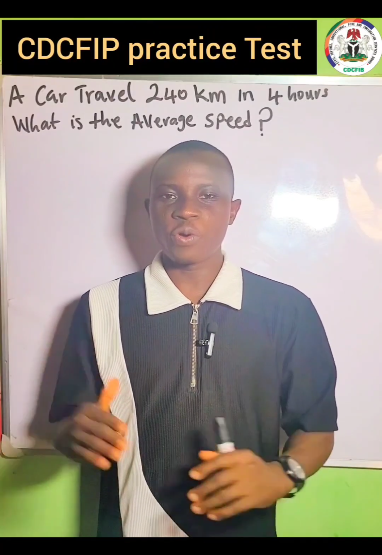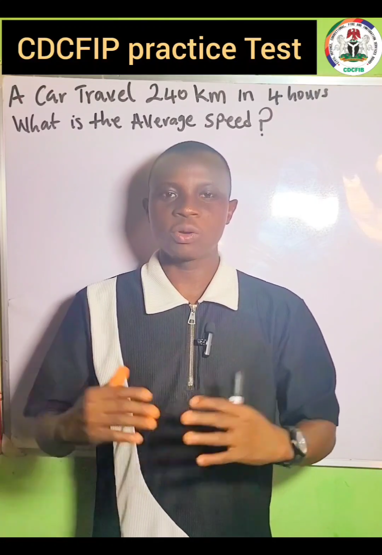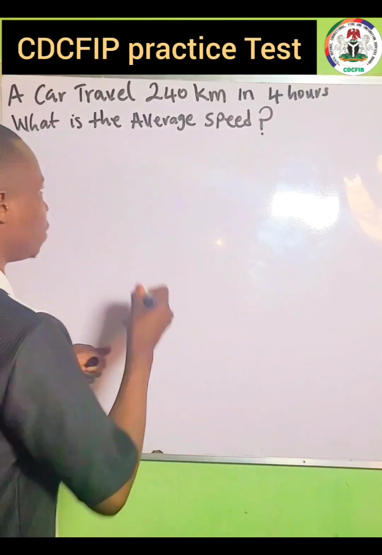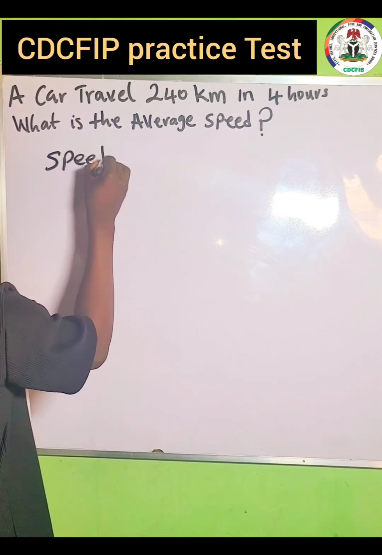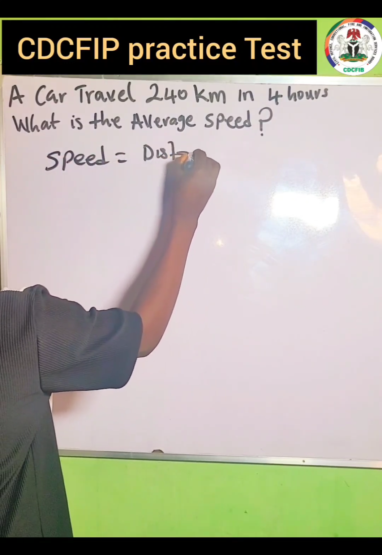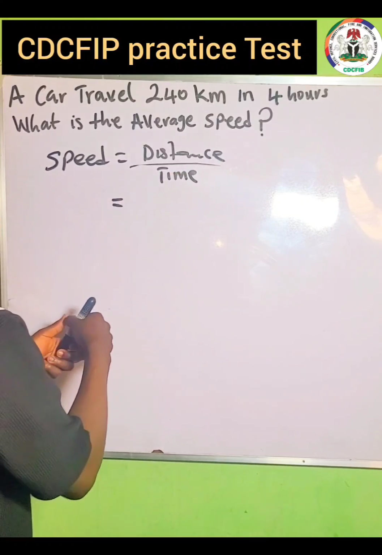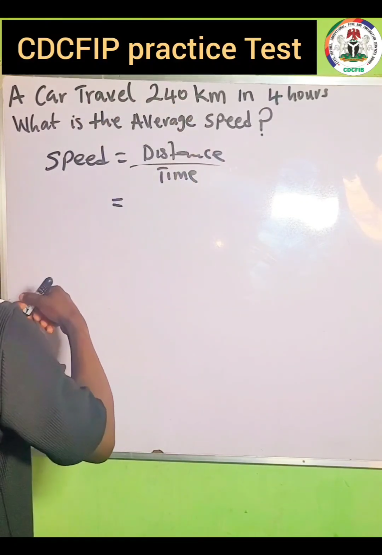A car traveled 240 kilometers in 4 hours. What is the average speed? So to solve this question, we're going to recall the formula for speed. So speed is given as distance all over time. So from the question here, the distance that this car covers is 240 kilometers.